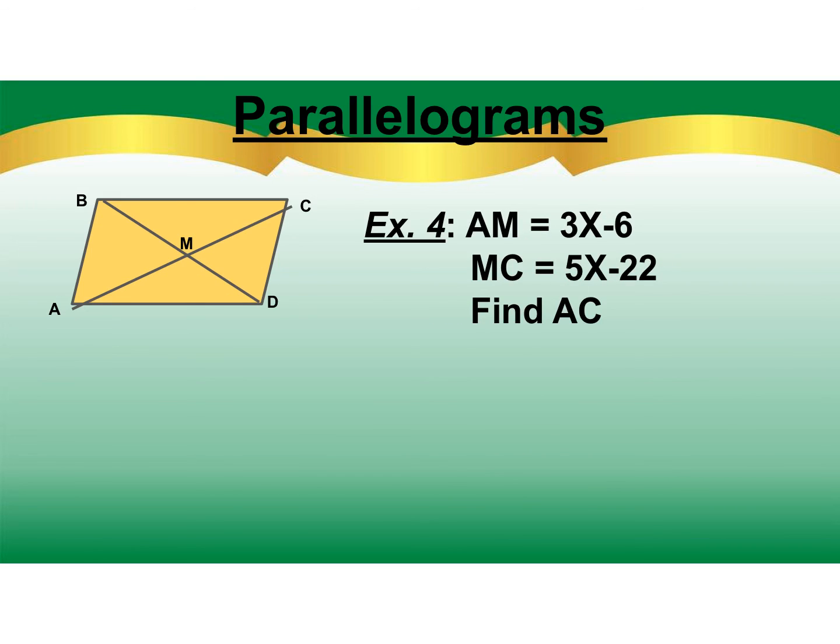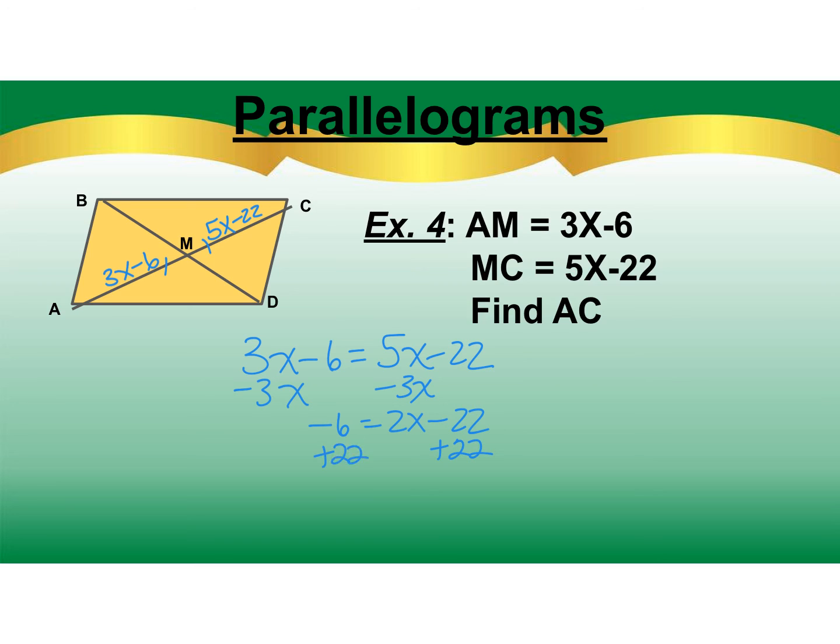And our last example, here we have parallelogram with our diagonals drawn. AM is 3x minus 6. MC is 5x minus 22. I know it's a parallelogram, so those pieces are congruent. So we set them equal to each other. I'm going to subtract 3x. Negative 6 equals 2x minus 22. Add 22 to both sides. And we get 18. Nope. 16 equals 2x. Divide by 2. And x equals 8. I'm not done.